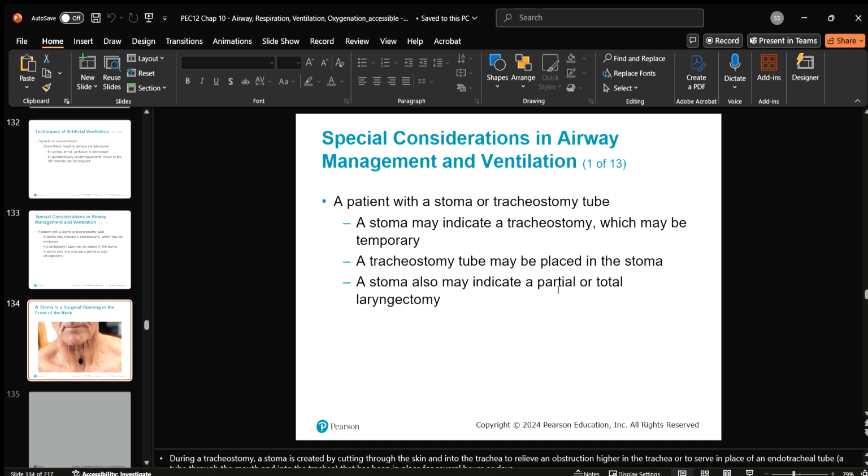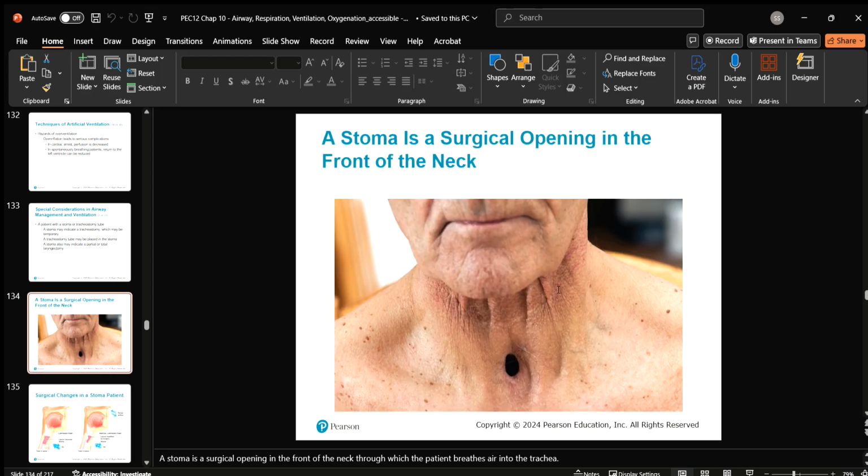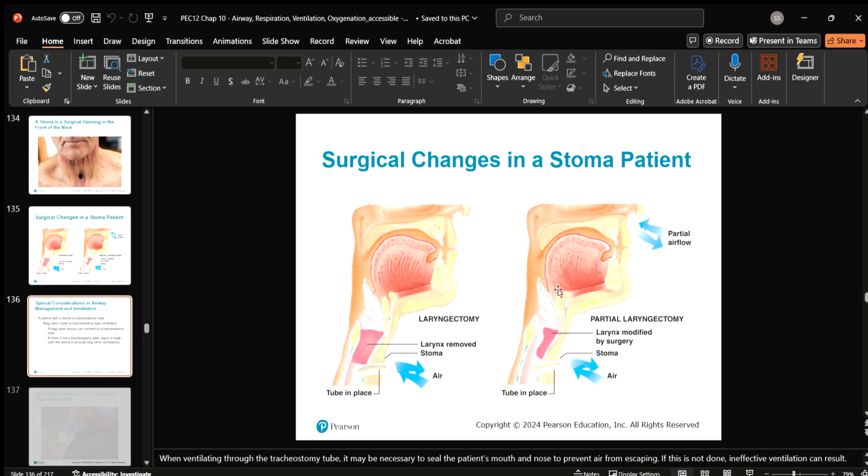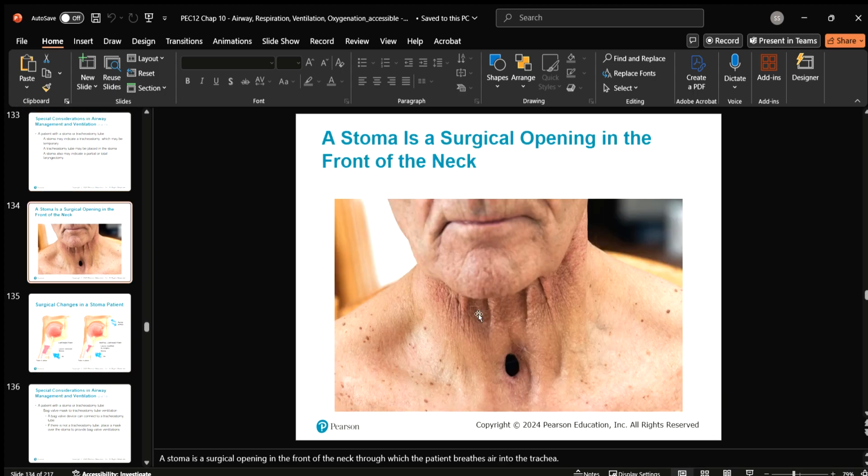All right, stomas. This is what they are. This is what they look like. All right. We can ventilate a patient over their stoma. If they have a tube, we can hook up a BVM to it, but if it's just open like this, we can place the BVM directly on top of that. I think there's a photo. All right, here's a photo of us attaching a BVM to the tube, okay? But if it's just open, we can place the mask directly over that site.